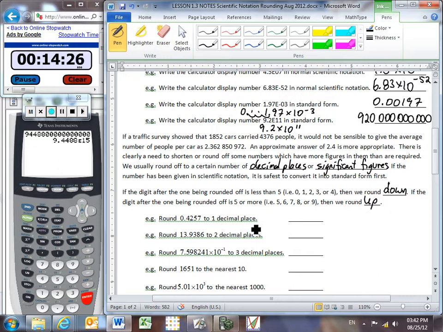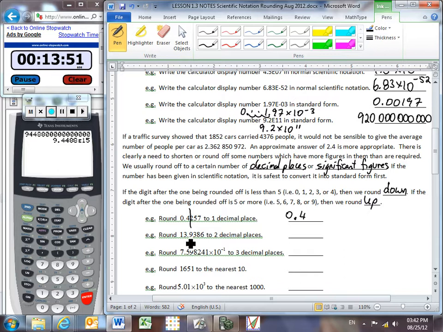Let's round 0.4257 to 1 decimal place. Well, there's 1 decimal place right here. So we want to cut off the number there, basically. If you look just to the right of that decimal place, we end up with a 2. That's smaller than a 5, and so we'll round down. All of these things will become zeros. And because they're at the end of a decimal number, I don't need to write those zeros down. It's sufficient just to say 0.4 to be rounded to 1 decimal place.